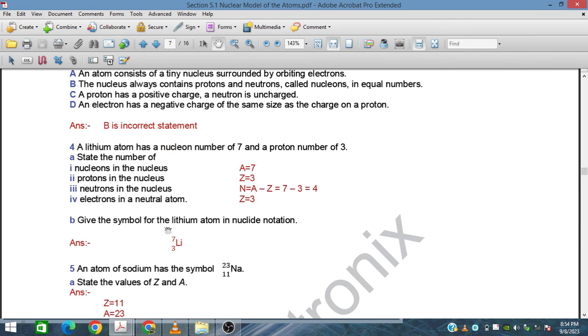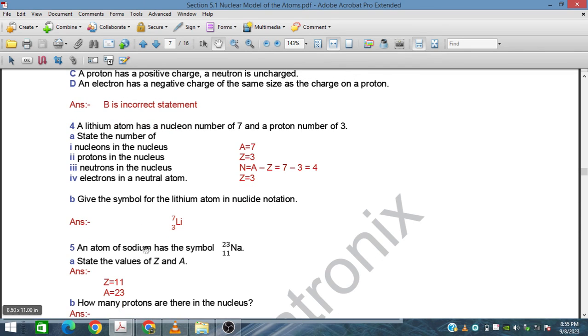Give the symbol of a lithium atom in nuclide notation. This is 7, this is 3. This is the proton number, and this is the nucleon number, also called the mass number.